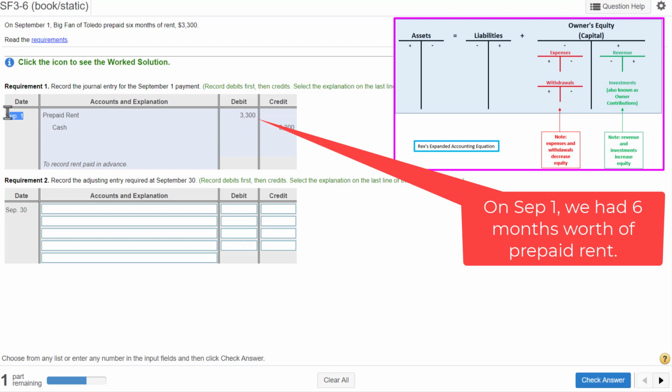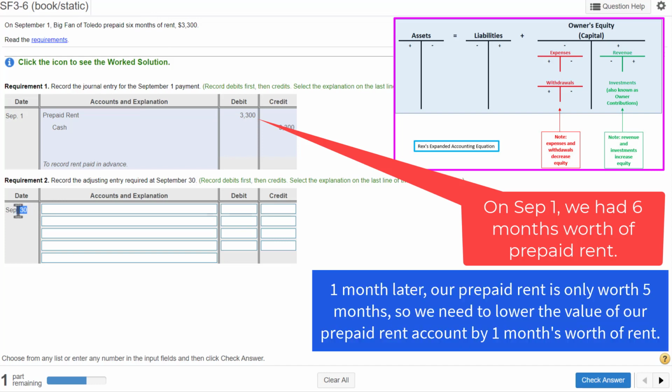Okay, notice that was on September 1st, and we bought 6 months of rent. It is now September 30th, so a month later. Do we still have 6 months worth of rent? No, we have only 5 months in there. So we have to show that we've used up 1 month of rent. So how much is 1 month of rent?